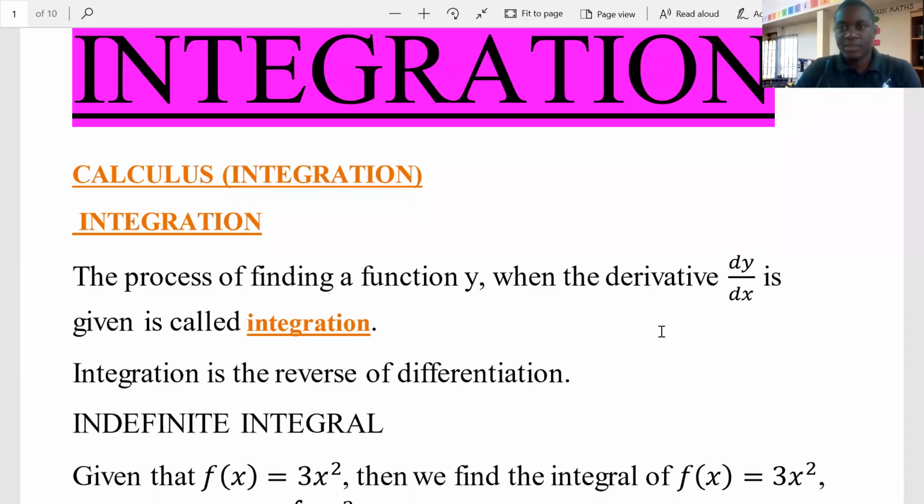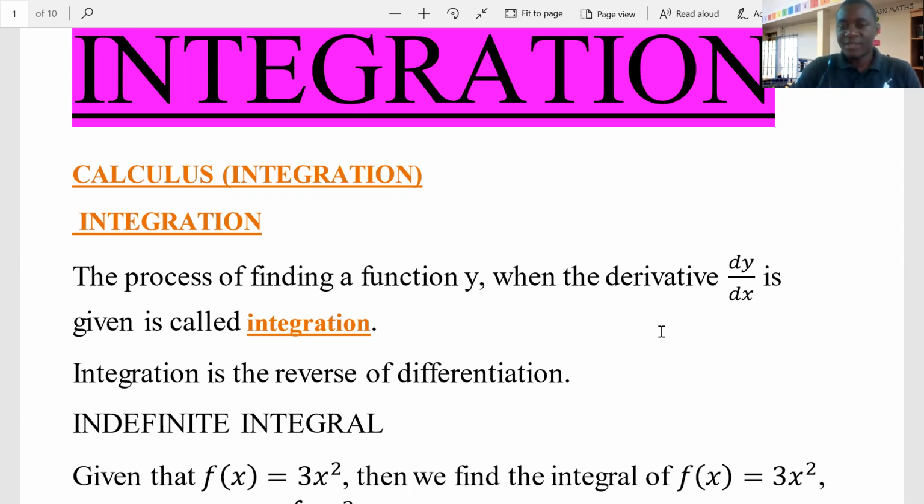Hello there, this video is about calculating or finding the arbitrary constant of integration. In our earlier video, we talked about differentiation, and then we also looked at integration, but we are going to look at the process of finding the arbitrary constant of integration.